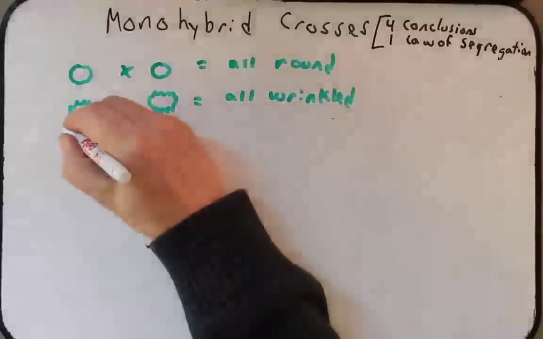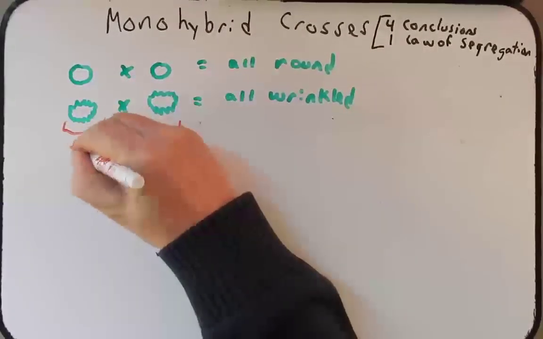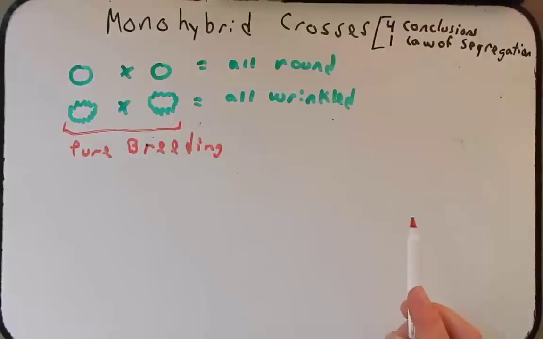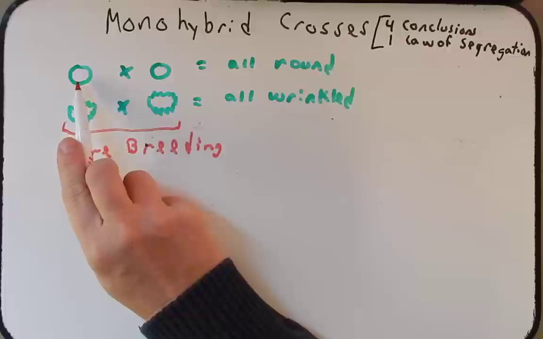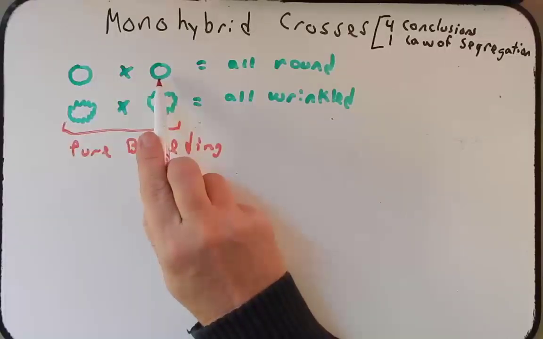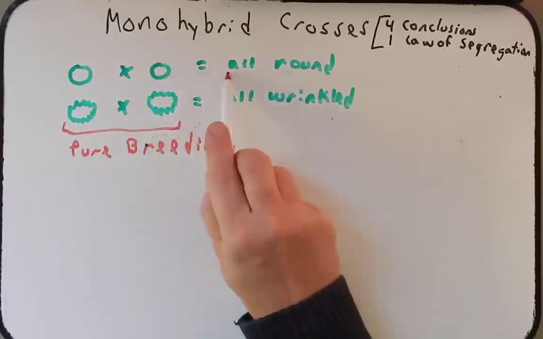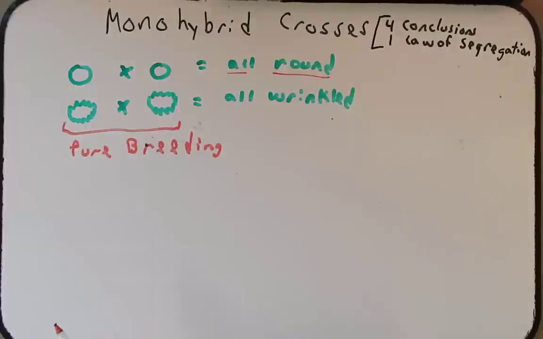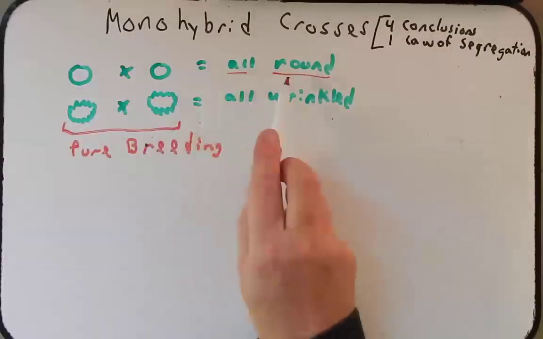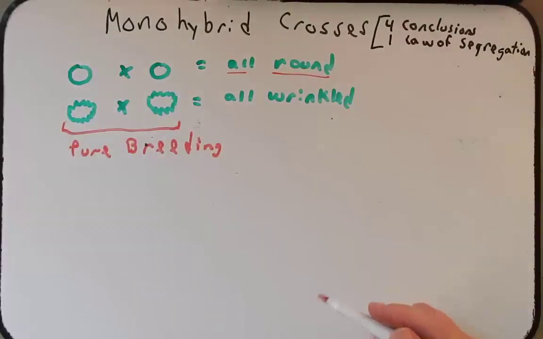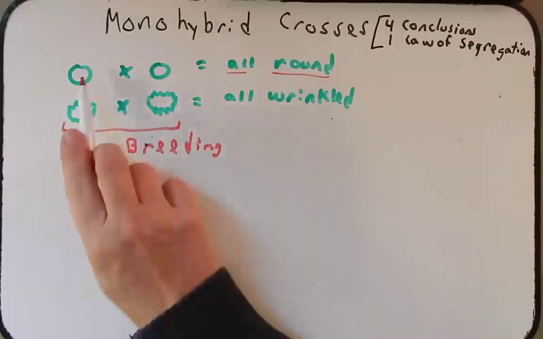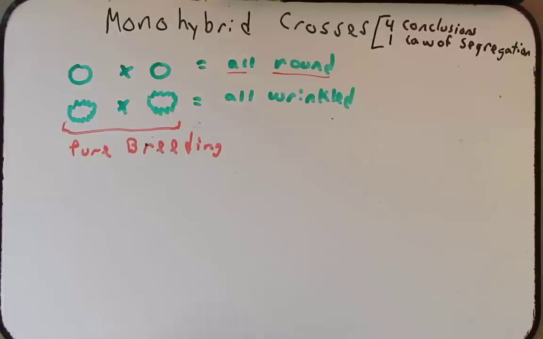Now, as I just described this, I mentioned the term pure breeding. A pure breeding plant is just as I just described. When you take one plant that has a certain characteristic and you cross it with another plant that has that same characteristic, all you get is the same phenotype. So in this case, round times round, all round, wrinkle times wrinkle, all wrinkled. So it was important that Mendel began with these pure breeding strains. That way he knew there was nothing else in the genetic background that could confuse his crosses.